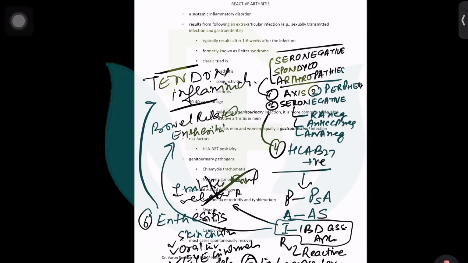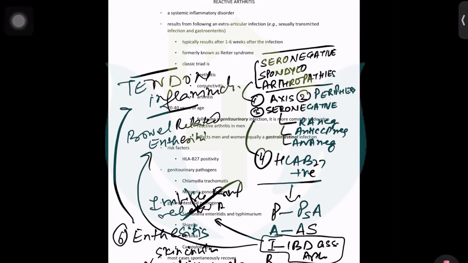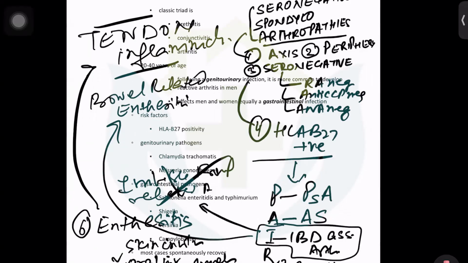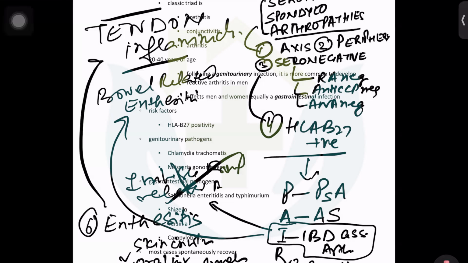Is that clear? What I just told you about seronegative spondyloarthropathies: axis, that means spine and sacroiliac joints, and peripheries like rheumatoid arthritis joints, small joints, wrist. Seronegative: RA negative, anti-CCP negative, ANA negative, HLA-B27 positive. 4 conditions: psoriatic, ankylosing, IBD associated, not IBS associated, and reactive arthritis. Extra articular features of skin, oral, eye, and genitalia involvement. Sometimes vessels like aorta. Then enthesitis.